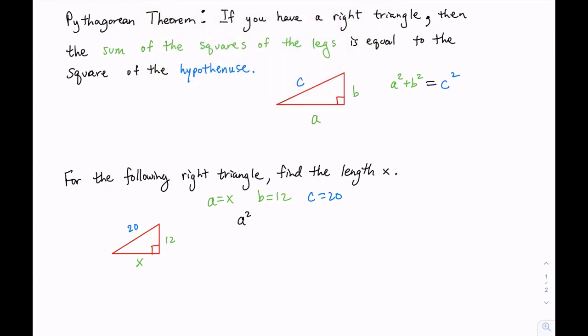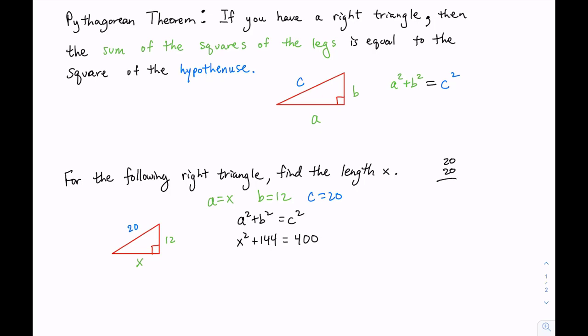and then it doesn't hurt to write down the formula. A squared plus B squared is equal to C squared. Now we want to find x. So we have x squared plus 144 is equal to C squared. 20 squared is 400. Okay.